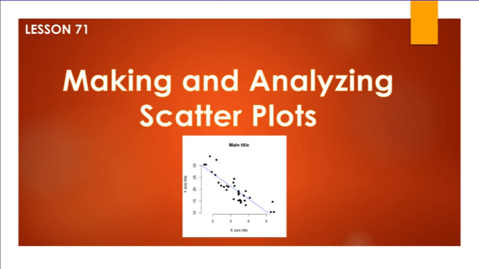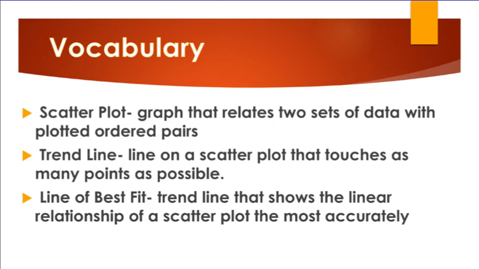Lesson 71, Making and Analyzing Scatter Plots. First off, what is a scatter plot? A scatter plot is just a graph that relates two sets of data with plotted ordered pairs. And with these plotted pairs, we can draw a trend line to see where the majority of our points are landing.